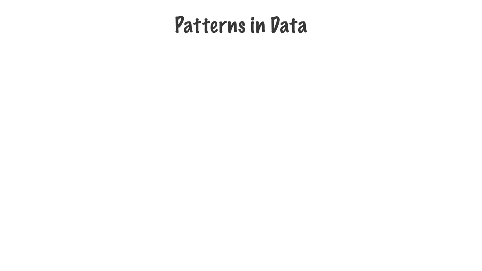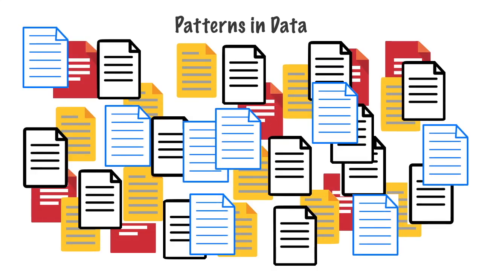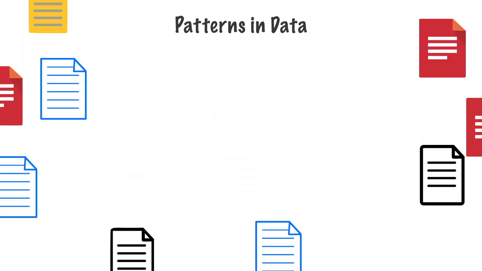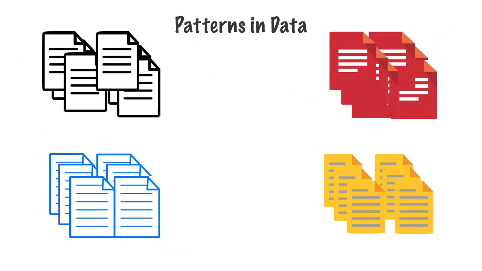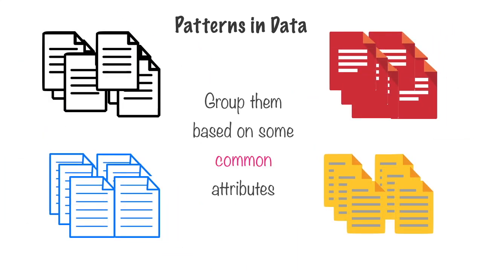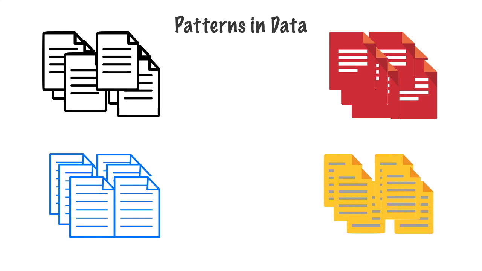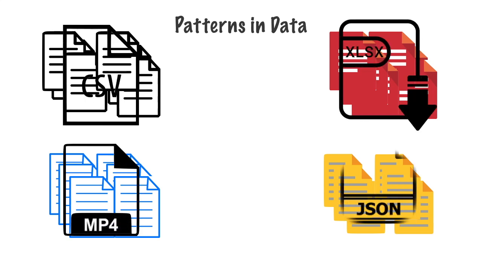There is so much data that is being recorded today that it all seems to be a big jumble. When you have data like this, how do you make sense of what's going on here? How do you make sense of the information that is contained within this data? One way you could get some traction is to group all of this data based on some common attributes. This grouping of data based on common attributes is exactly what clustering is all about.